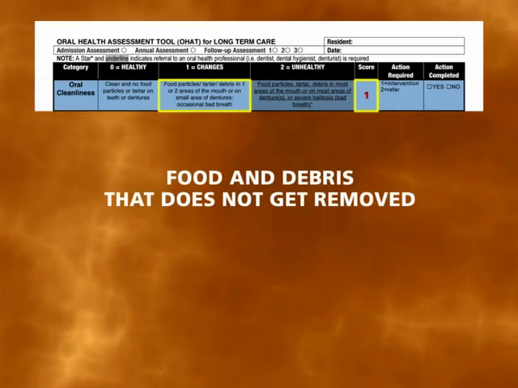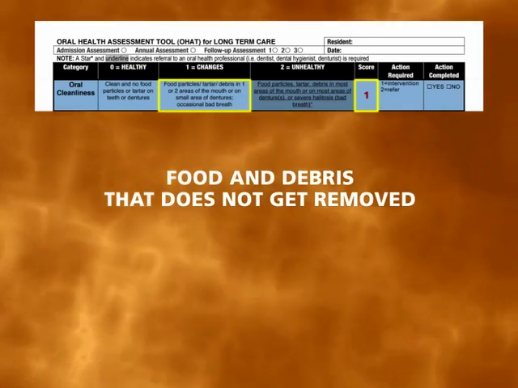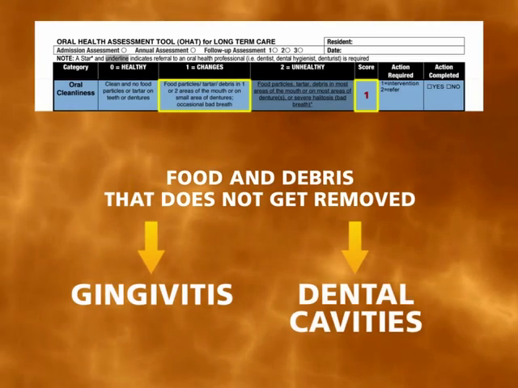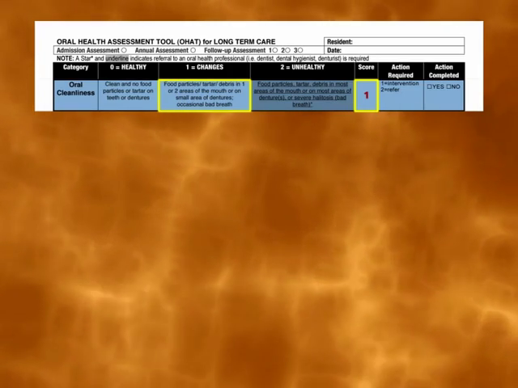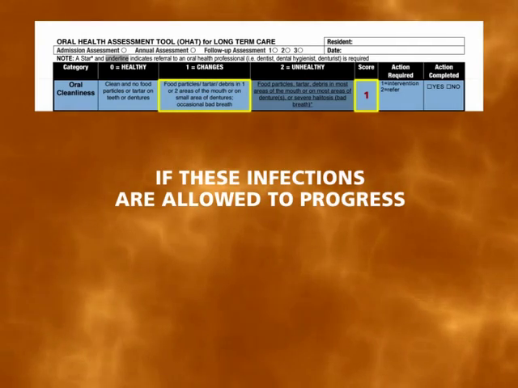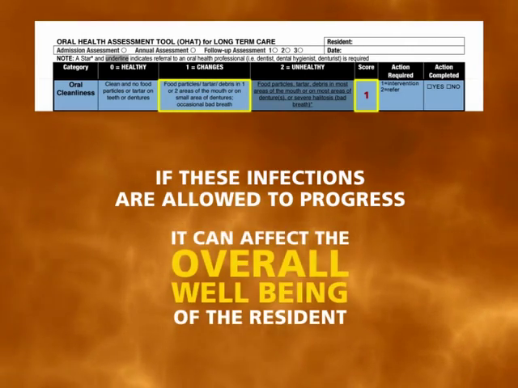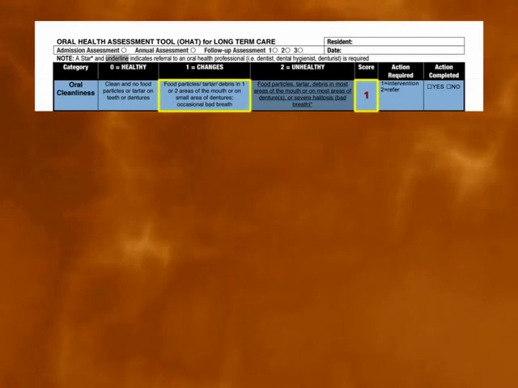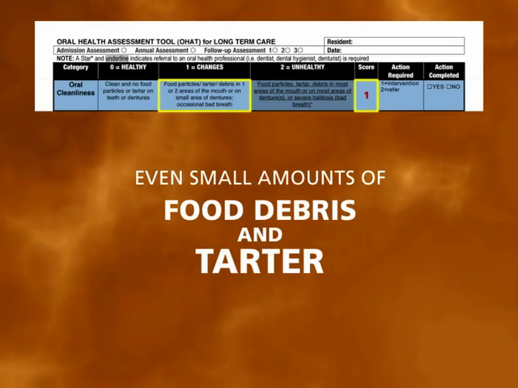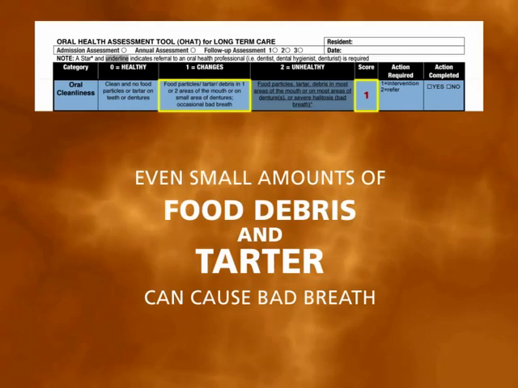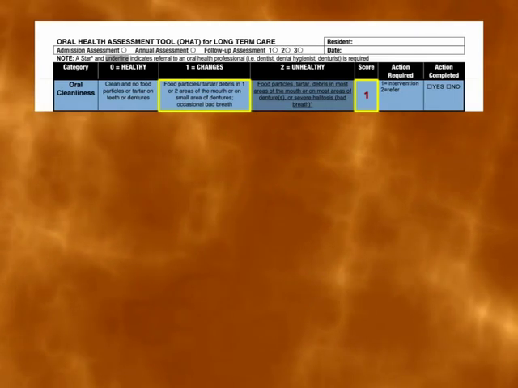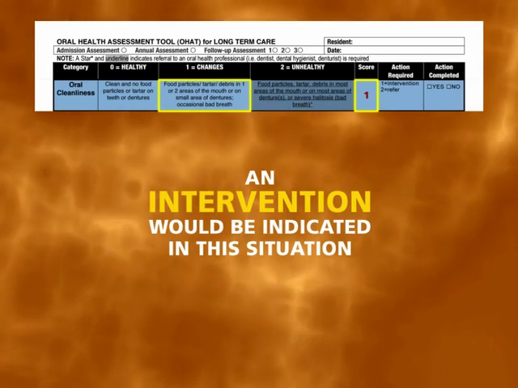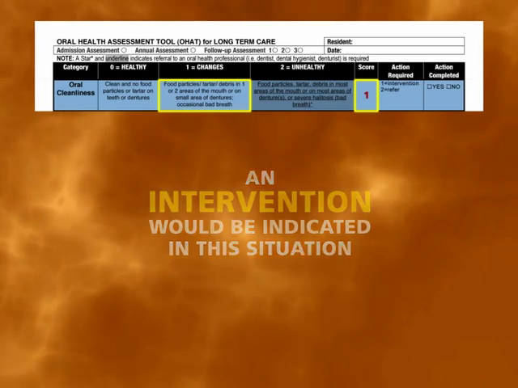Food or debris that does not get removed with regular brushing creates conditions in the mouth that lead to gingivitis and dental cavities. If these types of infections are allowed to progress, it can eventually affect the overall well-being of the resident. Even small amounts of food debris and tartar can cause bad breath. An intervention such as more attention to daily mouth care would be indicated in this situation.